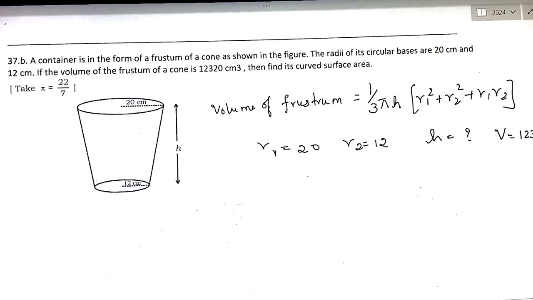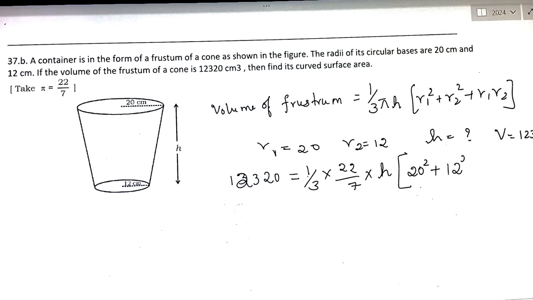12320. Okay, so now we replace this given value in this equation. So volume of the frustum is nothing but 1/3 π h (r1² + r2² + r1 r2), so 12320 is equal to 1 by 3. What is pi value? 22 by 7. And what is h value? Write as it is because we do not know the value of h, into r1 square is nothing but 20 square, r2 square is nothing but 12 square, r1 into r2, that means 20 into 12.